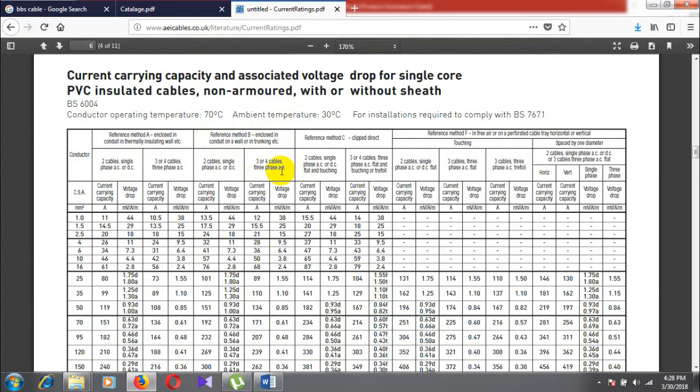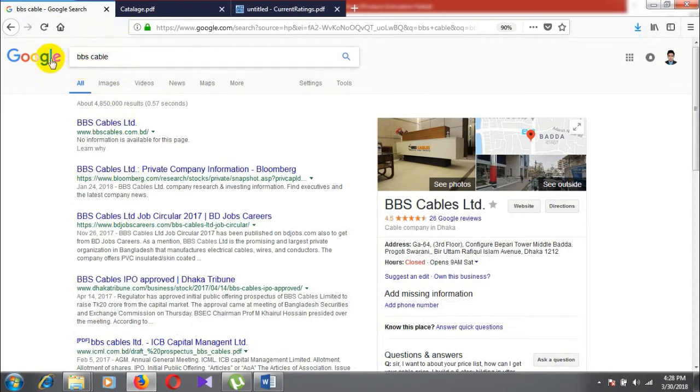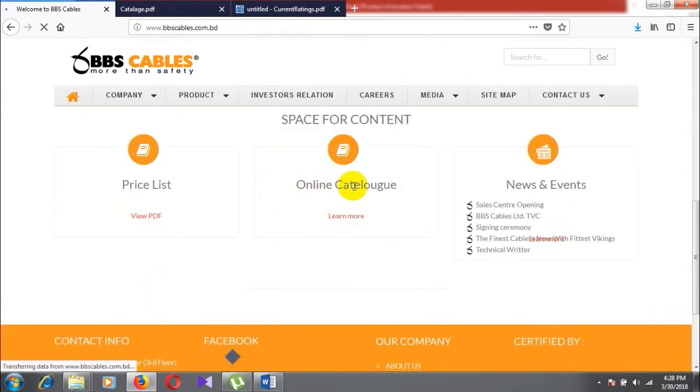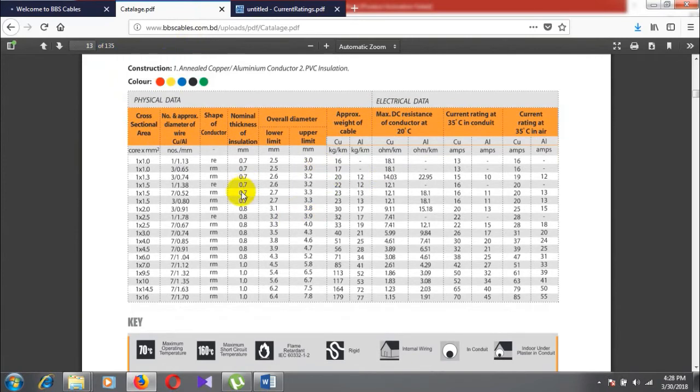For Bangladeshi students, they can also just type BBS cable in Google, and after going to the website of BBS cable they find an online catalog. After opening the online catalog, they also find a PDF file. In this PDF file on page 13 they will also get a cable chart of BBS cable. Most BD companies or engineers follow this chart.